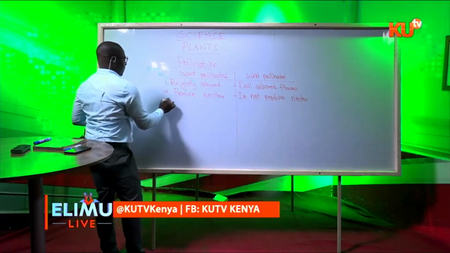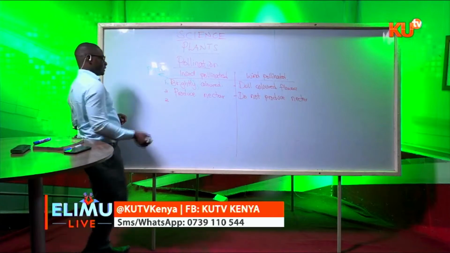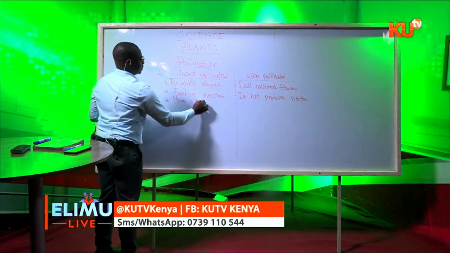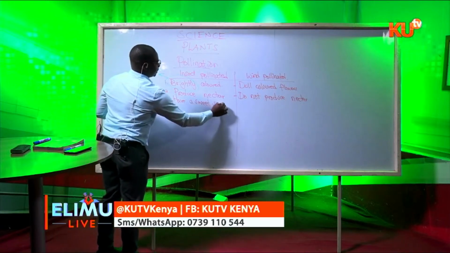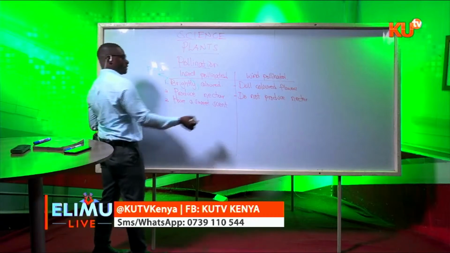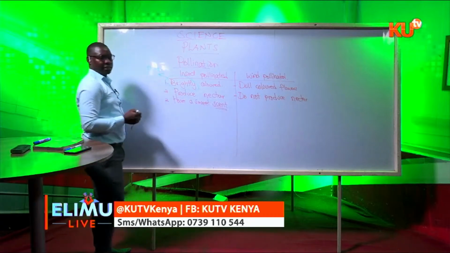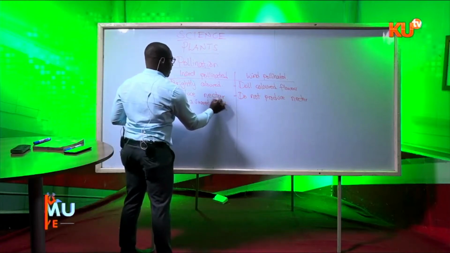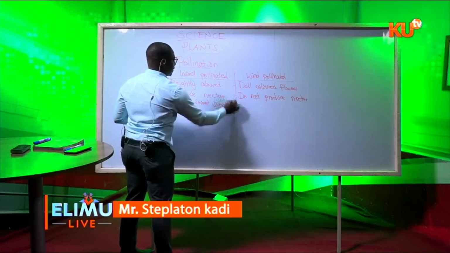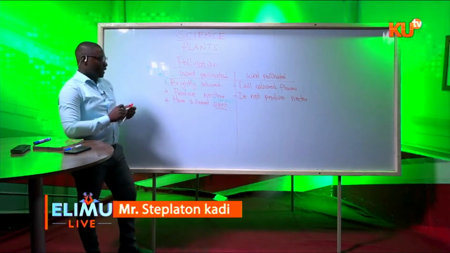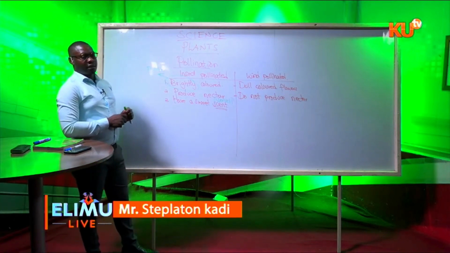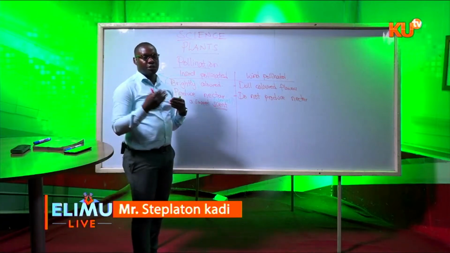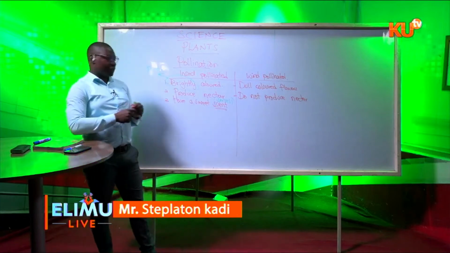Number three, insect-pollinated flowers have a sweet scent. Scent here means smell, so it is the same as saying they have a good smell. That sweet scent or sweet smell will attract the insect to come to the flower.